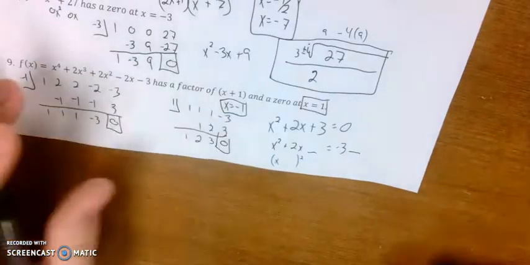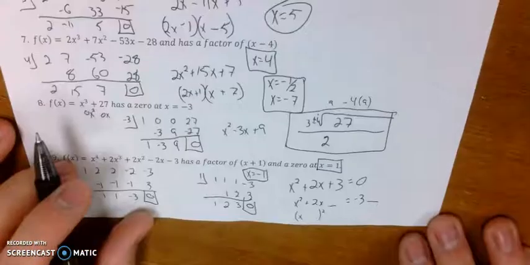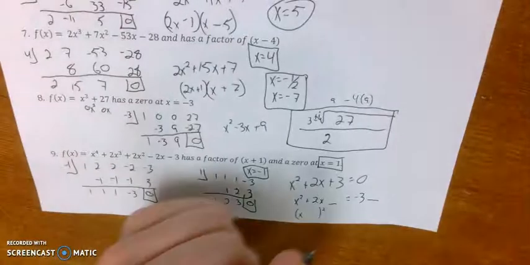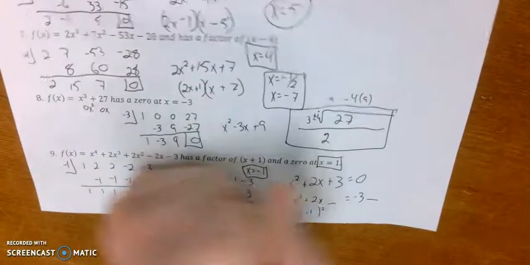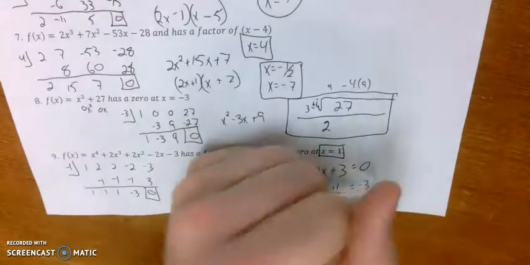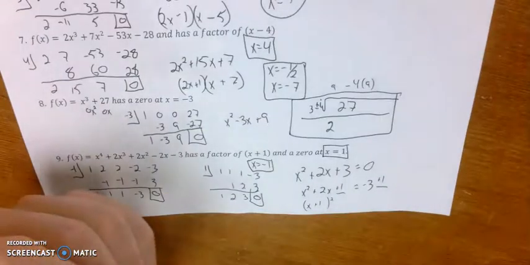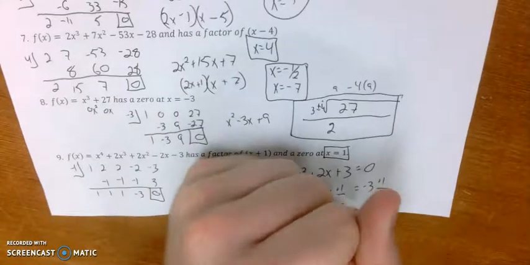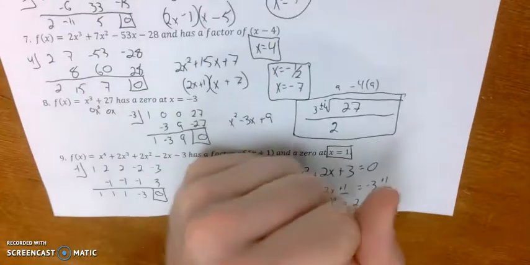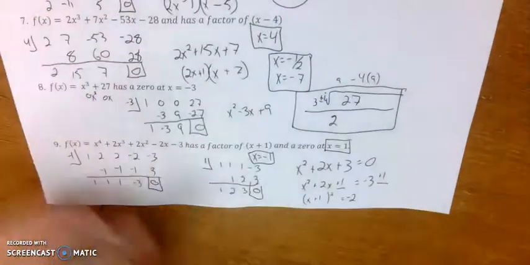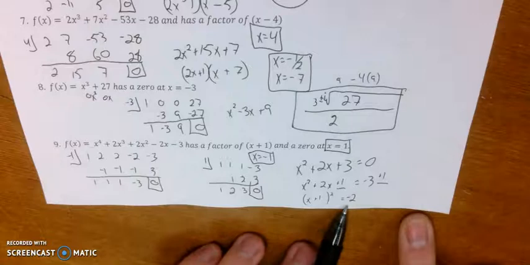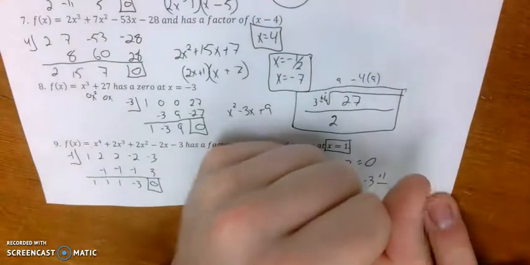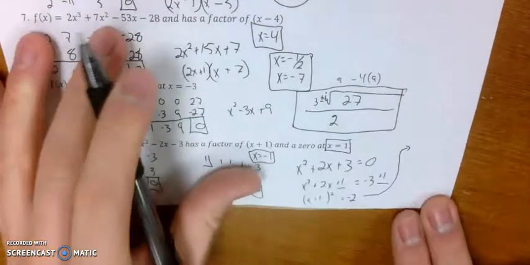We want to write this as x plus or x minus something squared. And to do that, I take half of my b value, which would be a 1, and I square it to fill in these blanks here. On the right side of the equal sign, negative 3 plus 1 would give me a negative 2. So now I have x plus 1 squared equals negative 2. Let me just go ahead and throw that work over here.